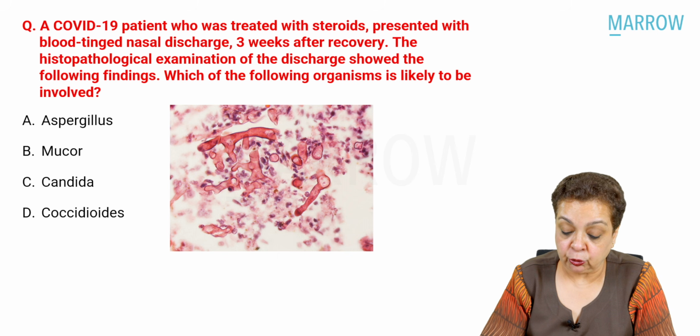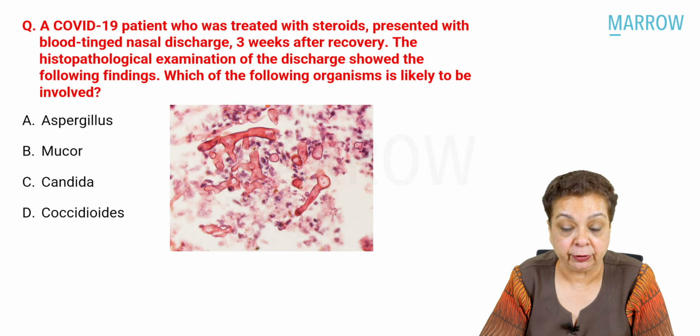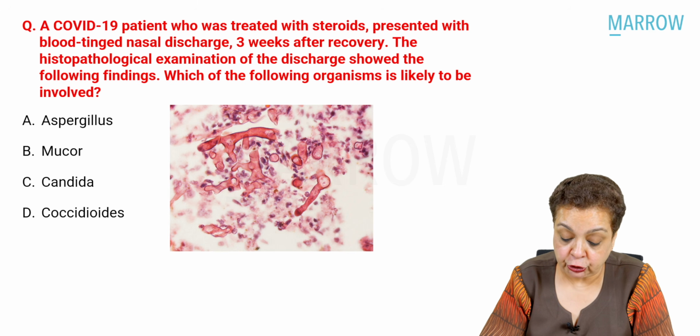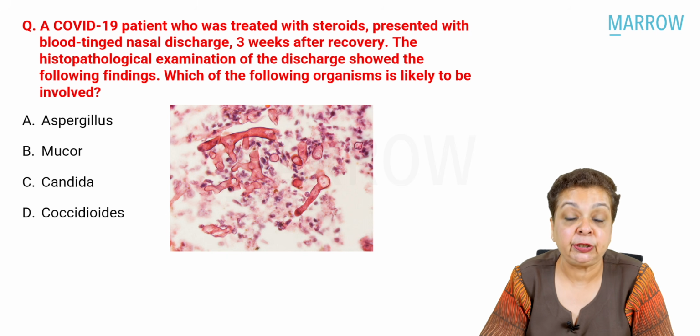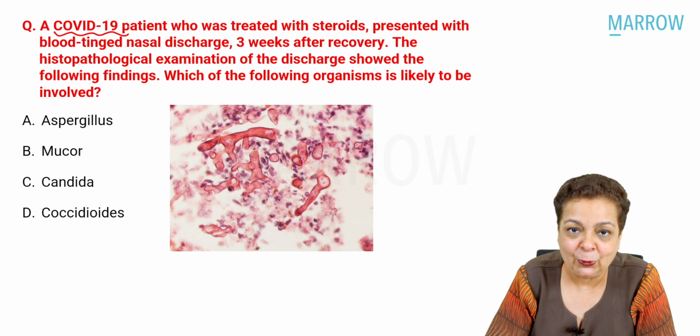A COVID patient who was treated with steroids presented with a blood-tinged nasal discharge 3 weeks after recovery. The histopathological examination of the discharge showed the following findings. Which of the following organisms is likely to be involved? Okay, so this is an image-based question. It's a very, very easy question now.